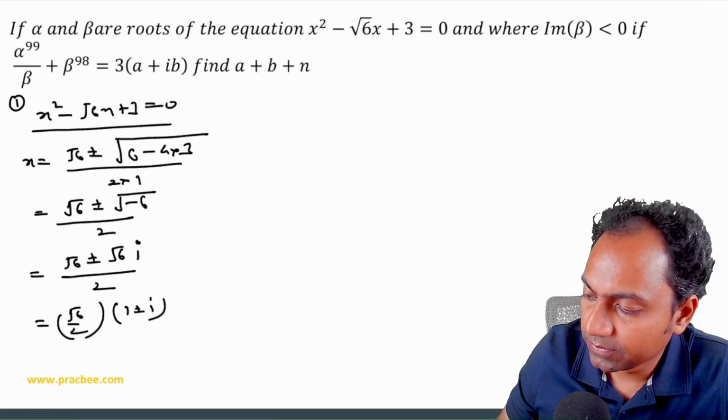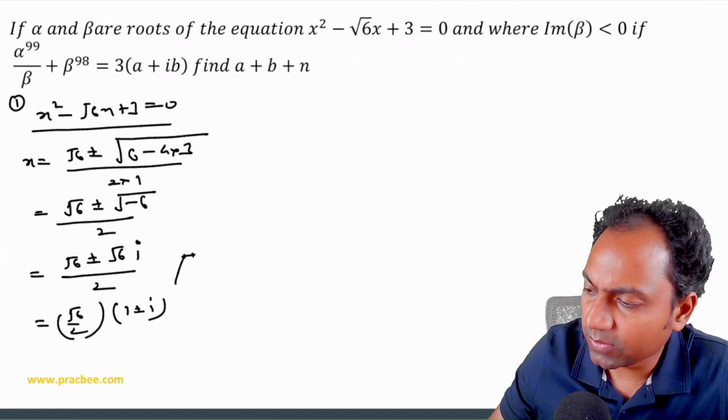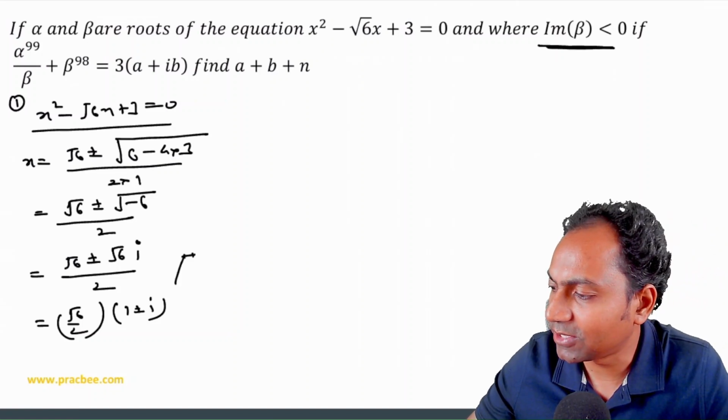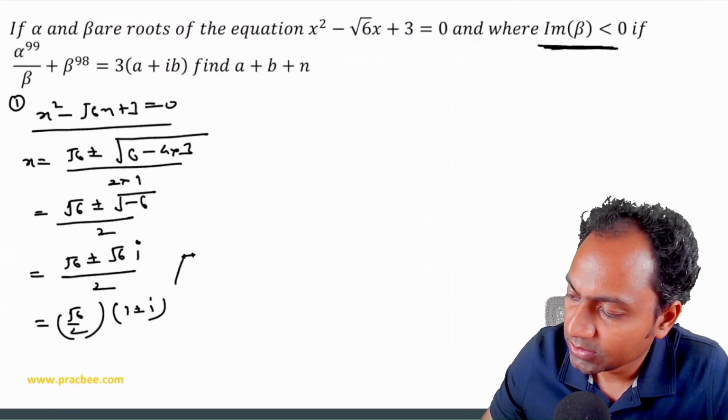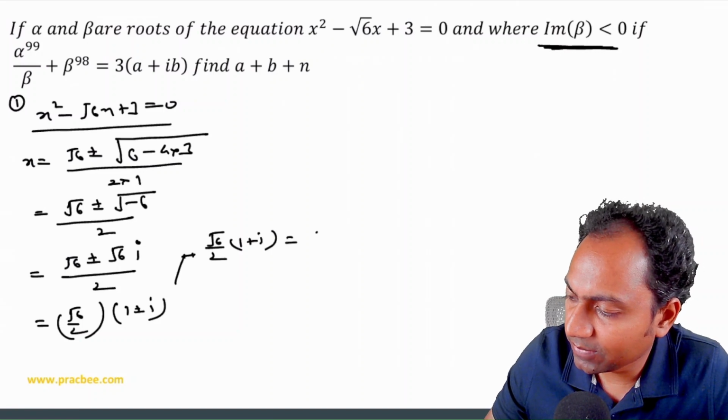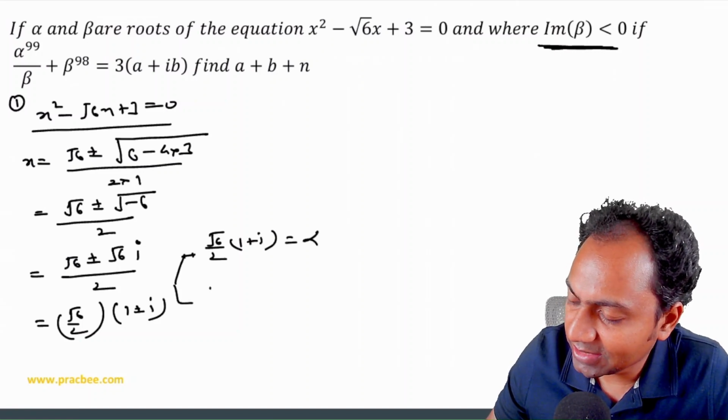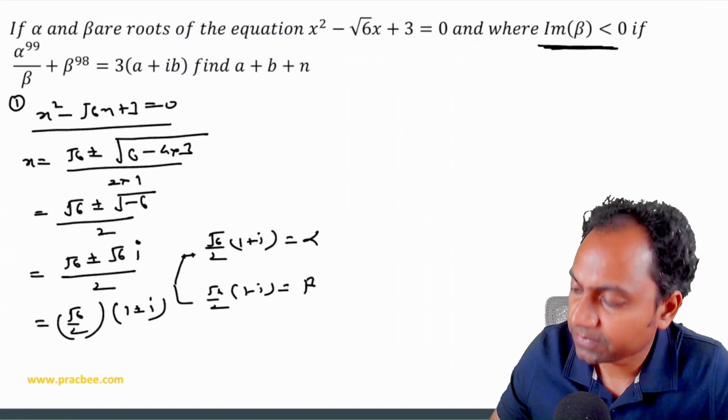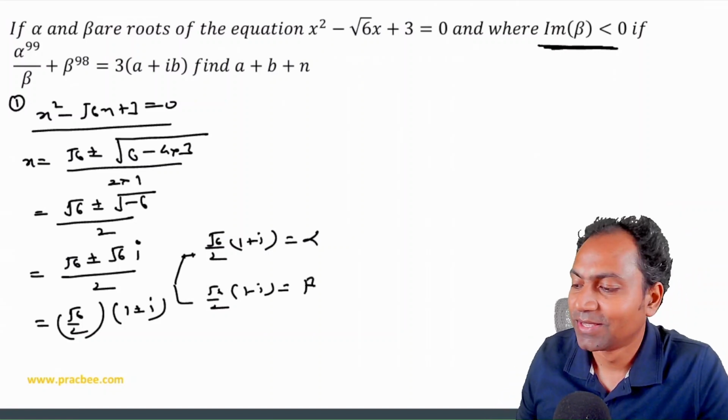And now we are getting two roots from here. What they have said is that the imaginary part of beta is smaller than 0. So if I consider this root, root 6 by 2 into 1 plus i will become nothing but alpha. And if I consider the other one, root 6 by 2 into 1 minus i, it becomes beta. So this is what is given to us.